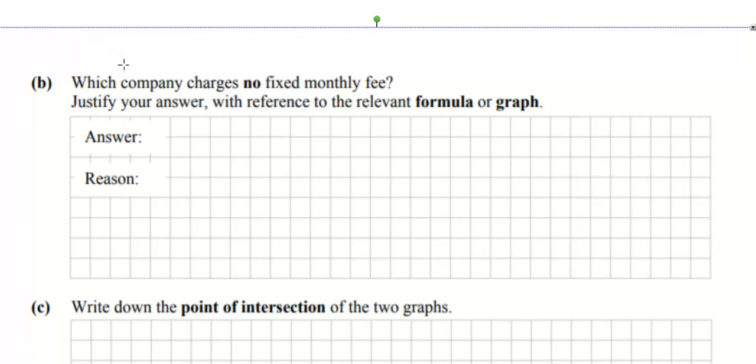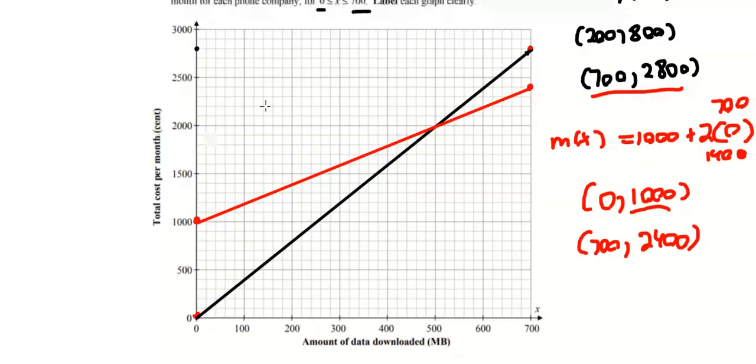Next part of this, which company charges no fixed monthly fee? The company that charges no fixed monthly fee is C of X, because it starts at 0, 0, which means no megabytes cost you no money. While in this one, no megabytes cost you 1,000 cents. Okay, so we'll answer that now.